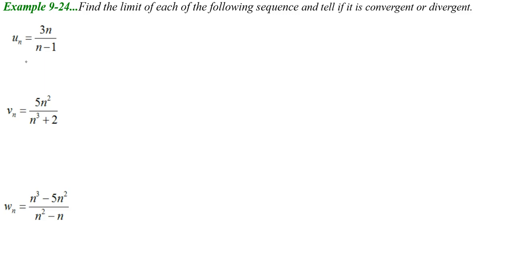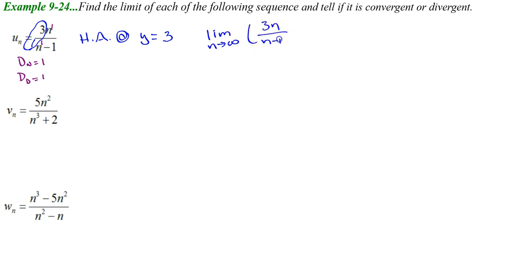So here, if we look at this, the degree of my numerator is 1, and the degree of my denominator is also 1. So remember, when the degree of the numerator and the denominator were the same, then my horizontal asymptote came from these leading coefficients. So this tells me that I have a horizontal asymptote at y equals 3. And so if I have a horizontal asymptote, remember that is my limit. So I know the limit as n approaches infinity of 3n over n minus 1 is also going to equal 3, which tells me then that this is convergent.